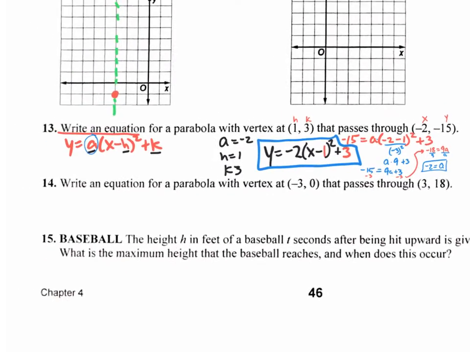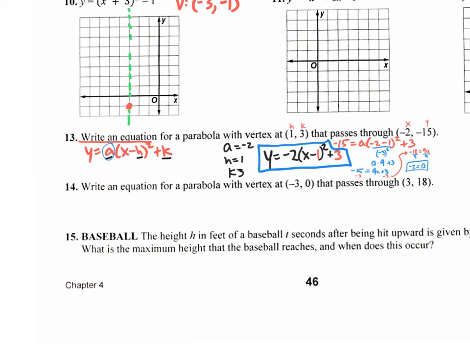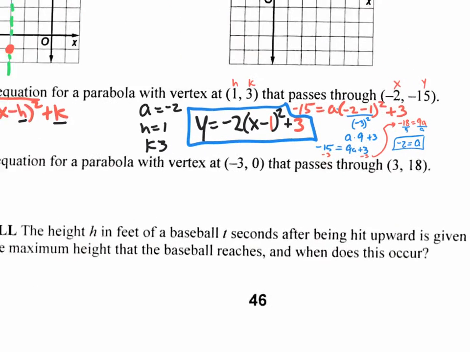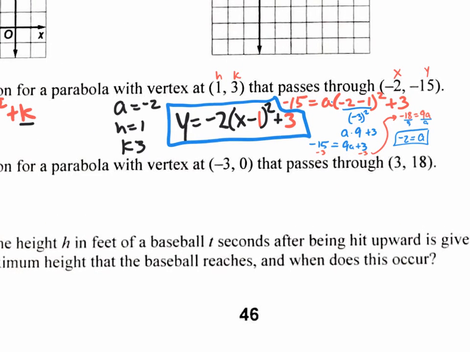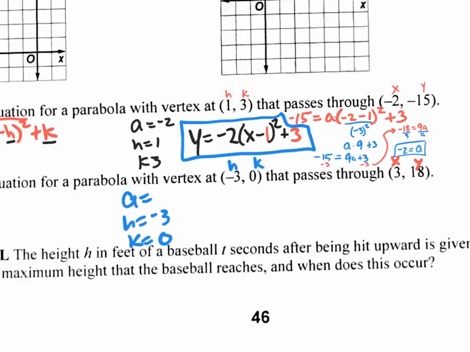So number 14 is done the same exact way. You're going to take what they give you to find out what you need. Okay, you need 3 things. You need the A, the H, and the K, but they only give you the H and the K. They give you the H value, they give you the K value, but they don't give you the A value. So far, all you know is that H is -3, K is 0, but you need that A value. So what are you going to do? You're going to plug in X, Y, H, and K to solve for A, and then you can write your equation. Good luck with that.